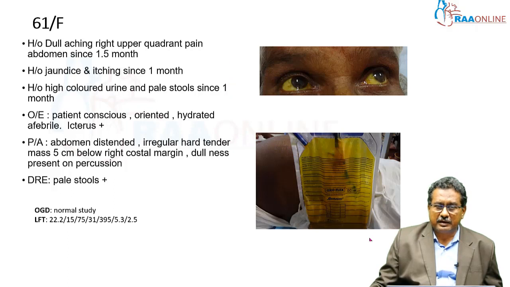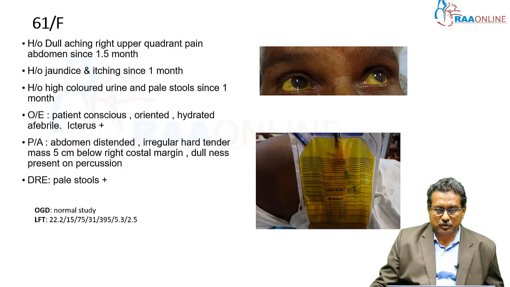The patient had a dull aching right upper quadrant pain for 1.5 months, and a history of jaundice and itching for 1 month, and a history of high colored urine and pale stools for 1 month. On examination, the patient is conscious, oriented, hydrated, afebrile, and icterus was present. Per-abdominal examination revealed the abdomen was distended, with an irregular, hard, tender mass 5 cm below the right costal margin, and it was dull on percussion. Digital rectal examination showed pale stool, that means clay color stool, which is common in obstructive jaundice.